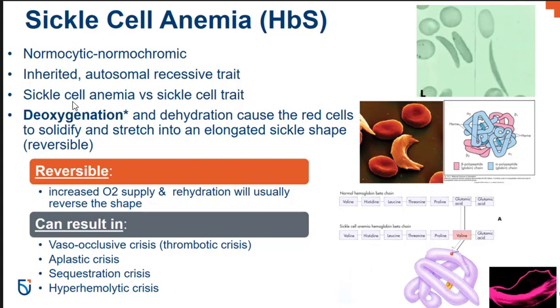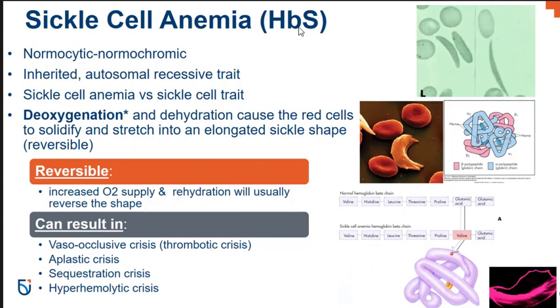Somebody can inherit it from both parents and become affected and then have sickle cell anemia, and then others can be carriers, and carriers are rarely themselves affected, but they can pass it on to their offspring. So it's important to know if you're a carrier, because if the person that you choose to create a baby with is also a carrier, then your offspring could end up with sickle cell anemia.